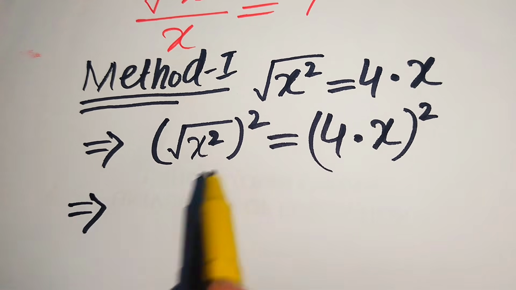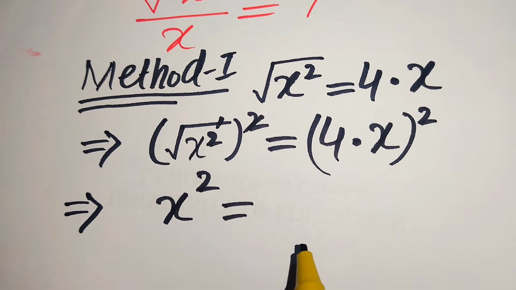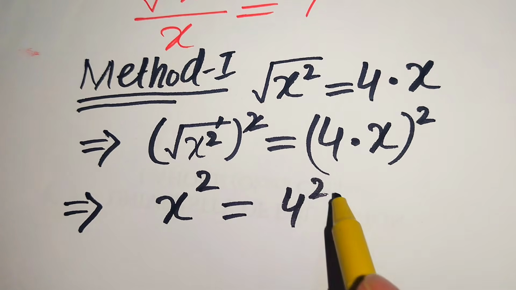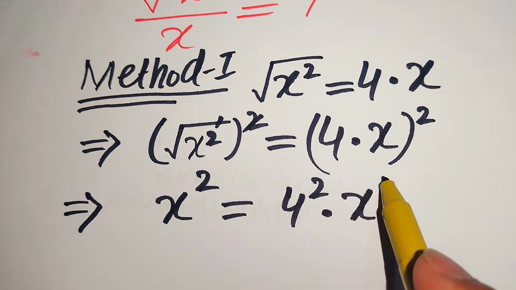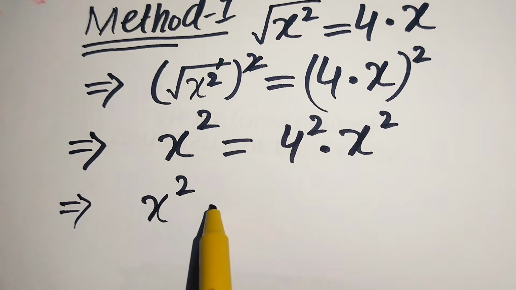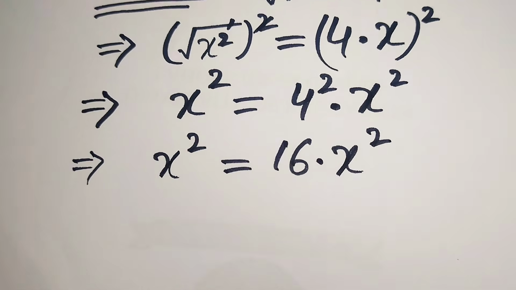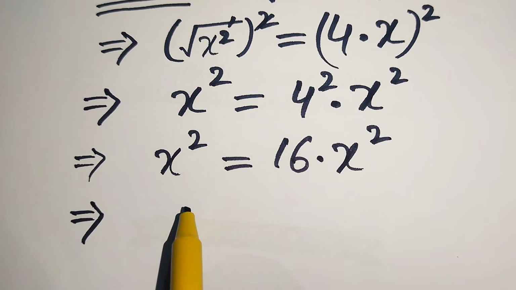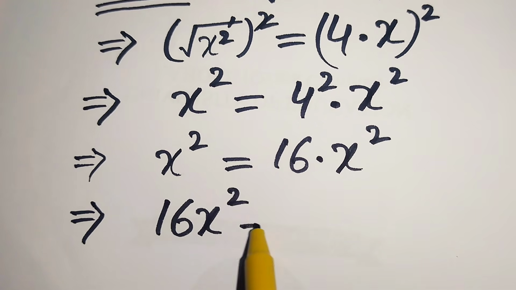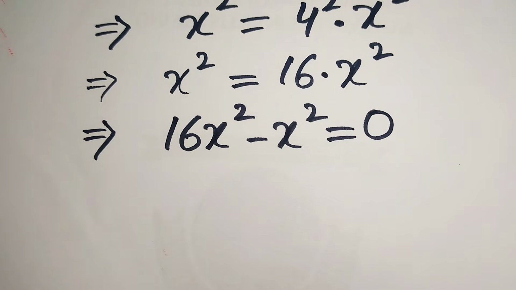So in the left hand side, you see here the 2 and the square root are gone, and we get x squared is equal to, in the right hand side, we break this exponent 2 and write it separately on both of these values, and we get 4 squared times x squared. Further we have x squared is equal to 4 squared, which becomes 16 times x squared. And now in the next step, we move the term x squared from the left hand side to the right hand side, and we get 16 times x squared minus x squared, and this whole equation is equal to 0.